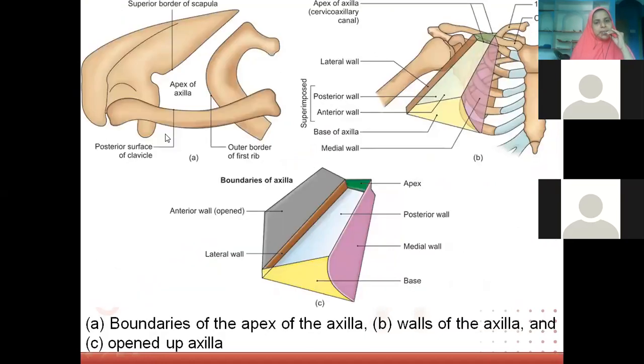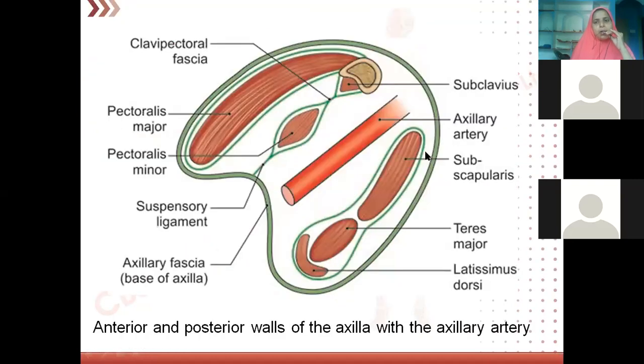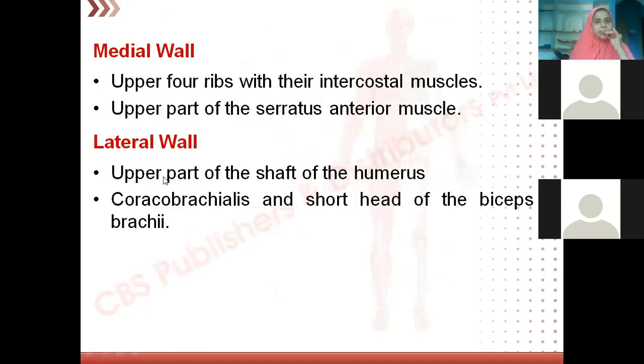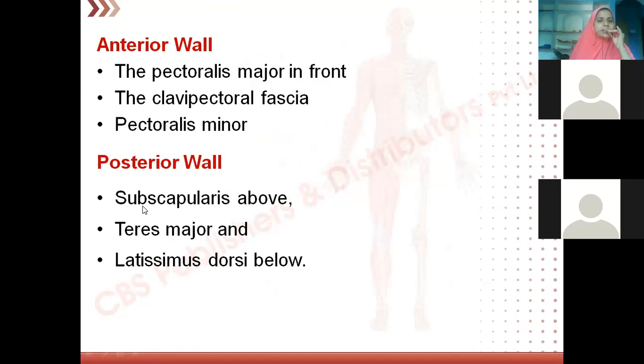Then let us see the picture first again for the posterior wall. So the posterior wall is nothing but the scapula, which is resting over the ribs. What is the surface of the scapula which is resting over the ribs? That is the costal surface, and below the costal surface we have the subscapularis muscle. Teres major is attached around the lateral border and latissimus dorsi along the inferior angle of the scapula. So just keep this picture in mind, then you will understand. The posterior wall is formed by subscapularis above, teres major and latissimus dorsi below.